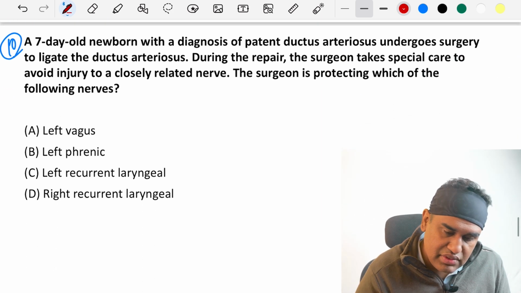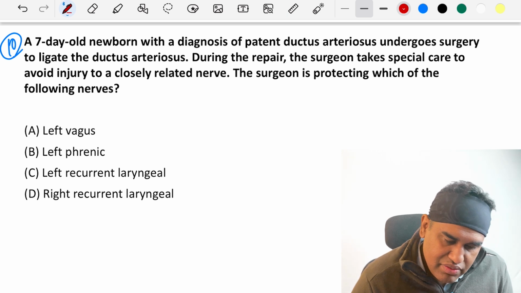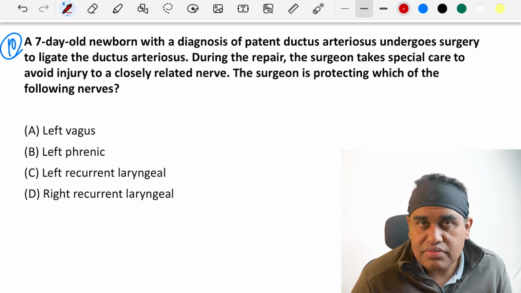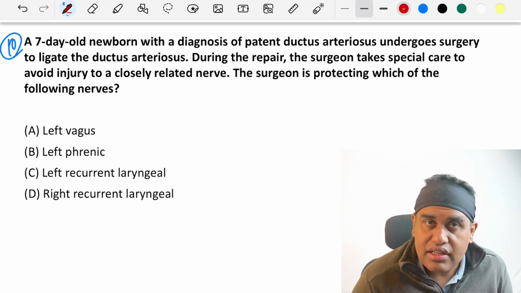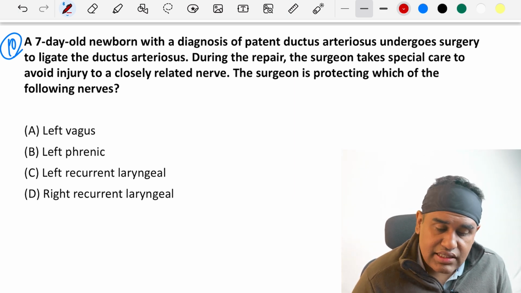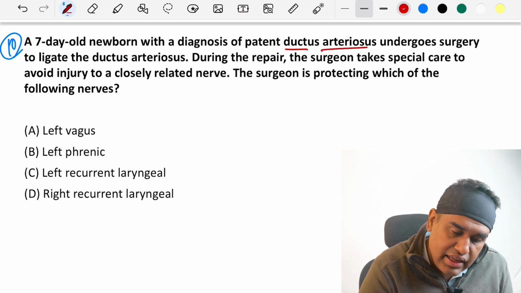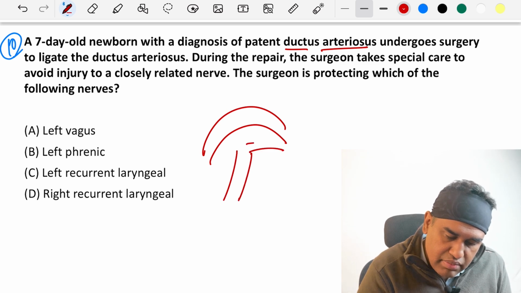Last question of the session. I hope you guys are enjoying. A 7-day-old newborn with a diagnosis of patent ductus arteriosus undergoes surgery to ligate the ductus arteriosus. During the repair, the surgeon takes special care to avoid injury to a closely related nerve. The surgeon is protecting which of the following nerves? Ductus arteriosus is a duct connecting the arteries. Which two arteries? It connects the aorta and the pulmonary trunk, particularly the left pulmonary artery.